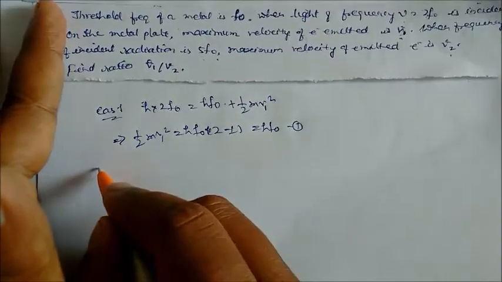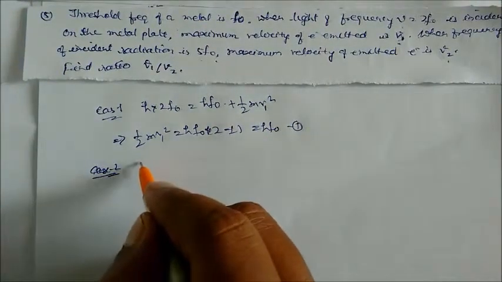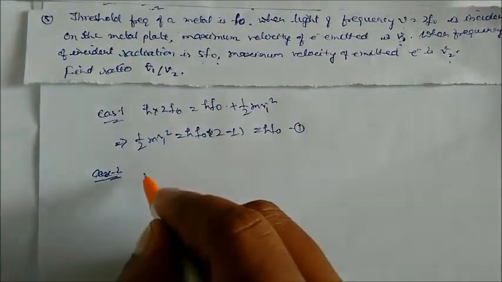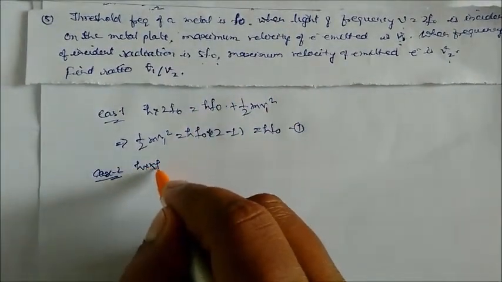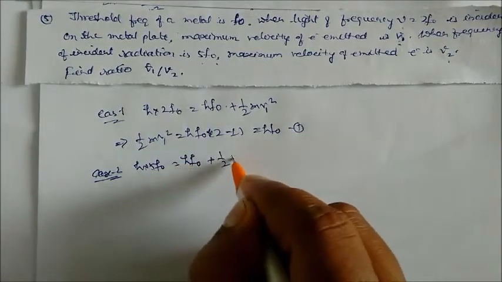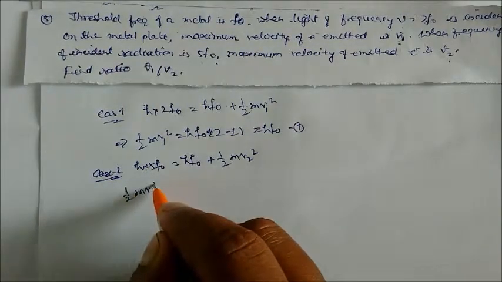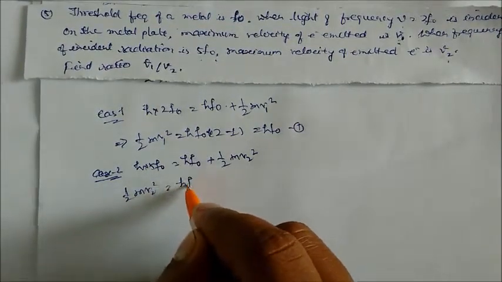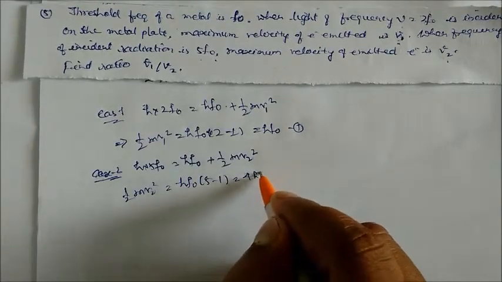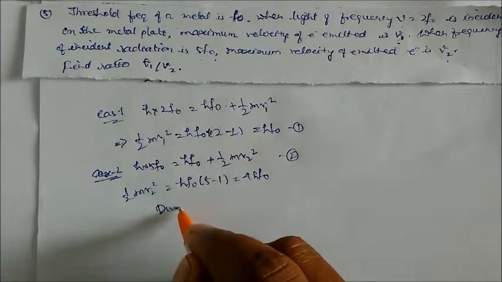Now if you take case 2, again it is the same. It is given as 5 f0. So we can write h into 5 f0 is equal to h into f0 plus half m v2 square. Again half m v2 square will be h into f0 times 5 minus 1, that is equal to 4 into h into f0. So this is equation 2. So if you divide what equation?